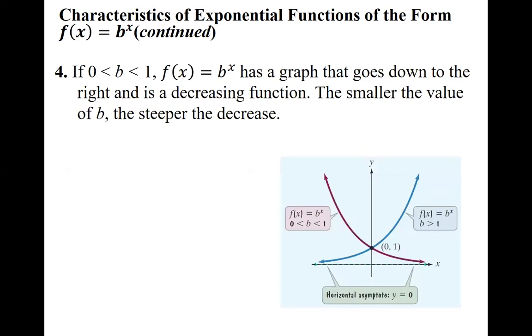If our base is between 0 and 1, b to the x has a graph that goes down to the right and is a decreasing function. So if our base is between 0 and 1, we have a horizontal flip of the usual graph. It still goes through (0, 1). It still has an asymptote at the x-axis. It's just we're starting up at positive infinity and we're coming down through (0, 1), approaching the asymptote as we go from left to right.